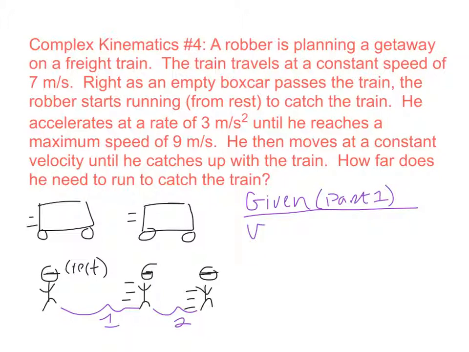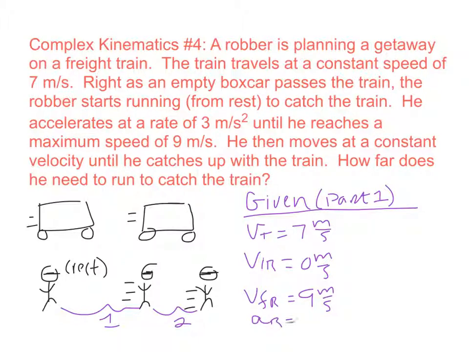We know that the velocity of the train the whole time is the same. So v for the train is 7 meters per second. That's going to be the same for part 2. We know that for the robber, v initial, I'll call that r, is 0 meters per second. He's starting from rest. We know that the v final for the robber is 9 meters per second. And we know that the acceleration for the robber is 3 meters per second squared. Train has no acceleration, again, because it's constant velocity.